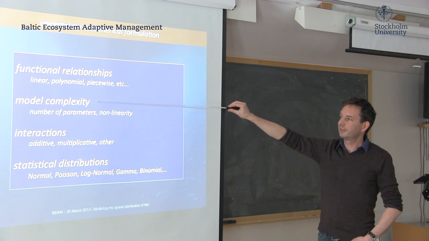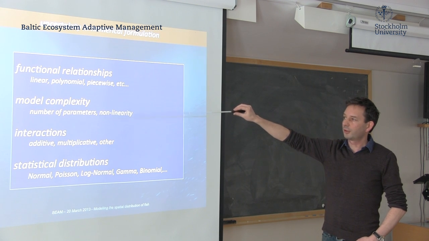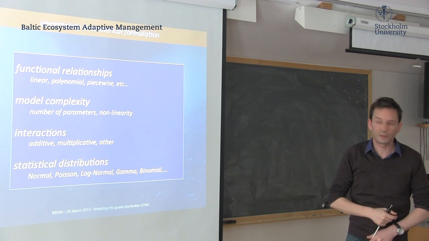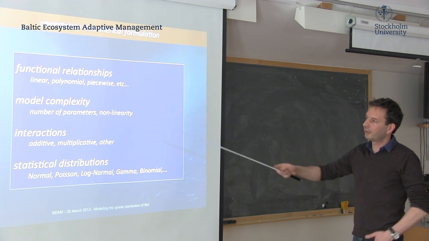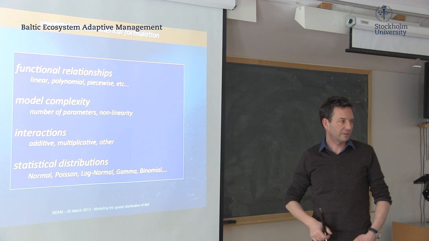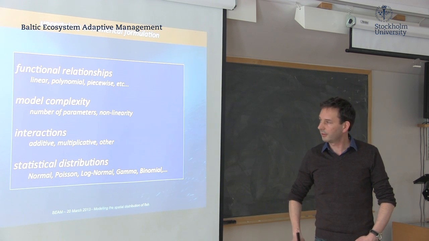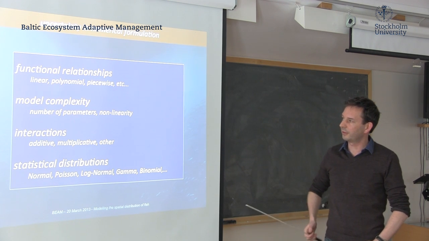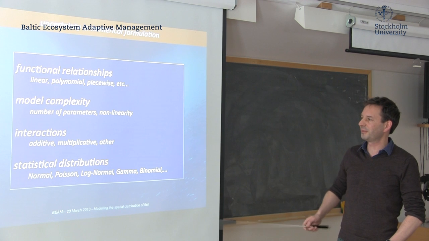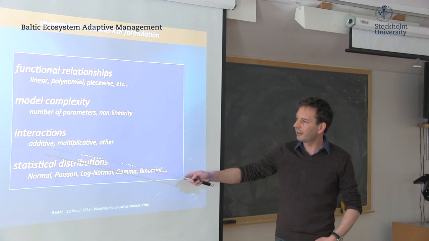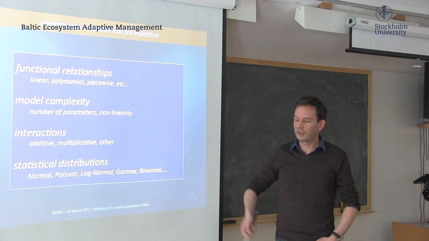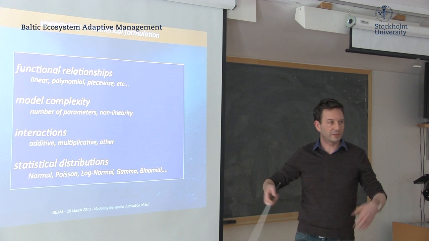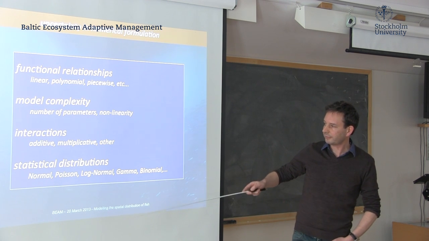Model complexity. How complex is the model going to be? How many equations do you have? How many state variables do you have? How many parameters do you have? Does that model include non-linearity or not? I think we're going to hear a little bit more about that today or during the week, but non-linearity can generate a lot of interesting response and behavior. Are there interactions in your model? And are the interactions additive, multiplicative, other types, complex interactions?